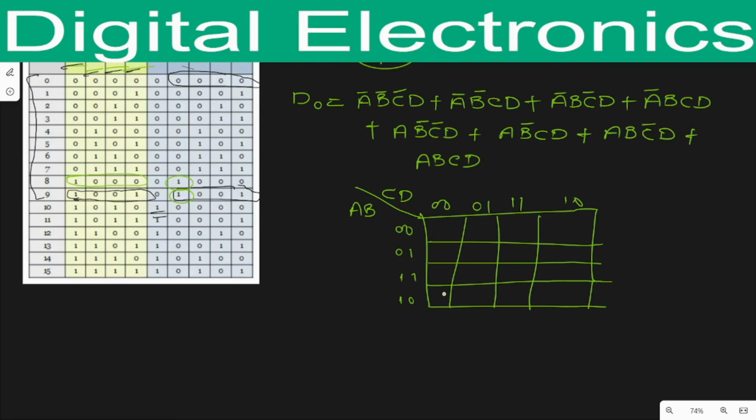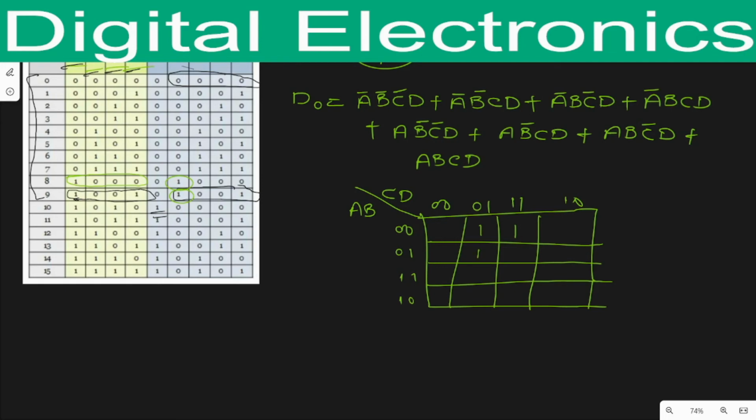Now I am writing the minterms in these cells. The first minterm is A bar, B bar, C bar, D, that is 0 0 0 1. So what is its position? Its position will be 0 0 0 1. The second one is 0 0 1 1 here. The third one is 0 1 0 1.